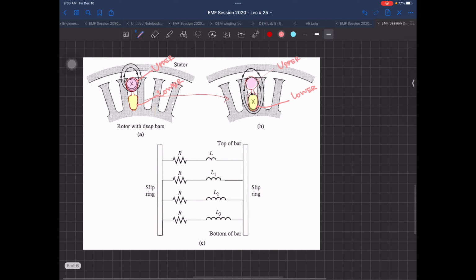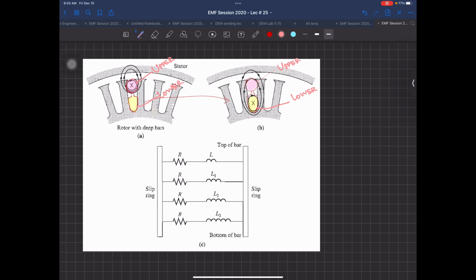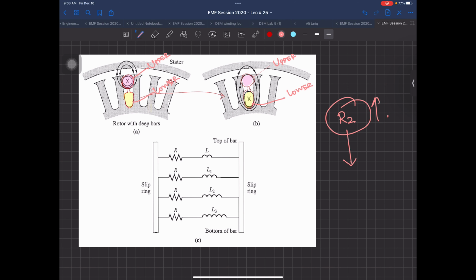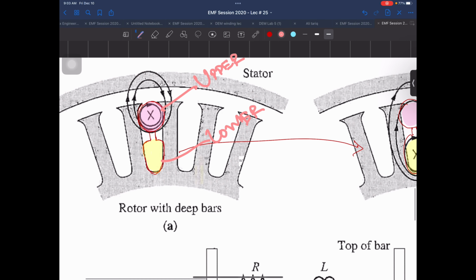Now, we require a high starting torque, and for that I require R2 to be higher. But when it goes towards the low slip region, I want the resistance to decrease. Now, how is this going to happen? The upper and lower are connected together, and all these bars come in parallel. I hope you understand this. The pink color and the yellow color are connected together, and they are not made of some wiring, they are made of molten aluminium or copper placed inside these two slots. So they are in parallel.